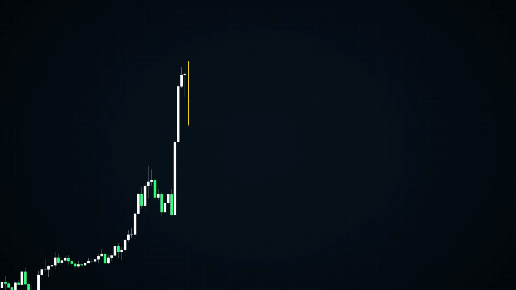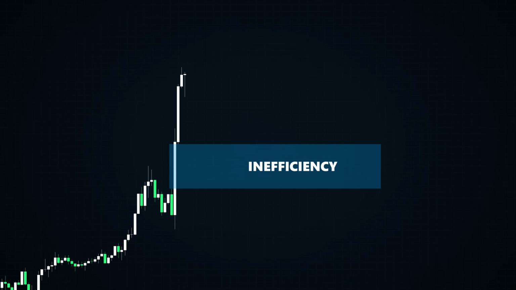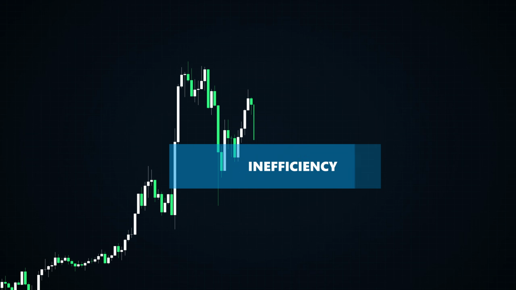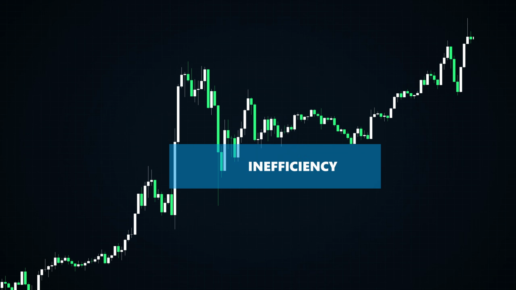These aren't just random price swings, they're the footprints of smart money at work. These moves reveal inefficiencies in the market, times when institutions push the price too fast, creating a gap. Here's the golden rule. The market often returns to fill these gaps before continuing in its original direction. That's why these inefficiencies are key to watch. They can show us where price might come back to.